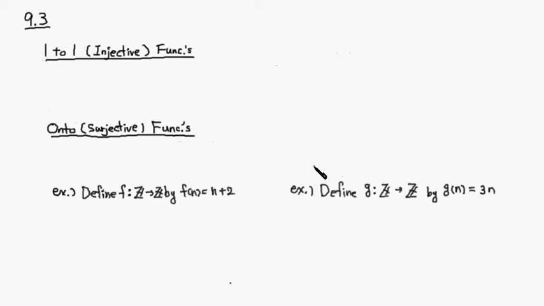Okay, let's look at section 9.3. This section talks about one-to-one functions. A fancy word for one-to-one is injective functions, and also onto functions. And a fancy word for onto is surjective functions. All right, so let's look at the definition.